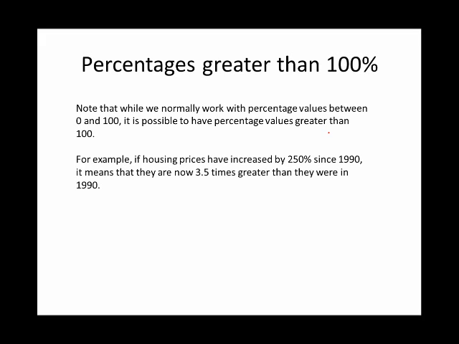If housing prices have increased by 250% since 1990, it means that they are now 3.5 times greater in value than they were in 1990. In other words, or by example, a house worth $150,000 in 1990 is now worth 3.5 times $150,000, which is $525,000 in the current day.